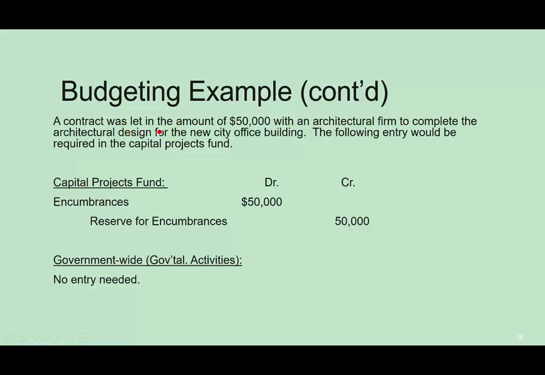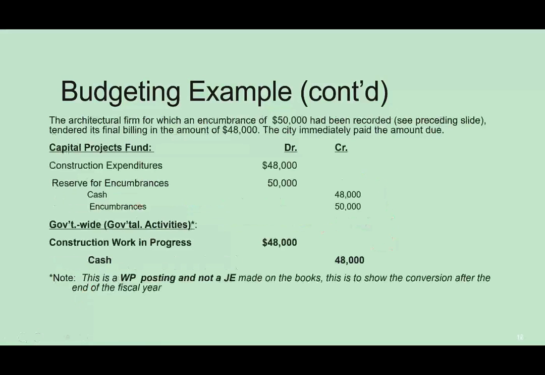A contract was let in the amount of 50,000 with an architect firm to complete the architect design for the new city office. Remember, we borrowed that money from the general fund. Now we did hire the contract. The following entry would be required in the capital project fund. We debit encumbrance 50,000, remember encumbrance, and we credit reserve for encumbrance. This way, we basically assign the agreement with the contract. That's all we did, okay? We encumbered the account. Obviously, under government-wide reporting, there is no encumbrance.